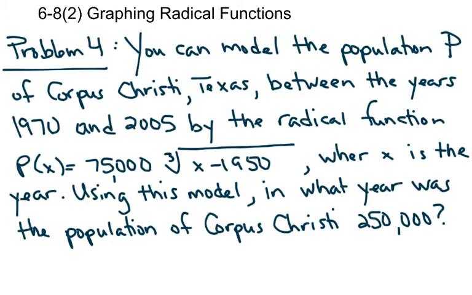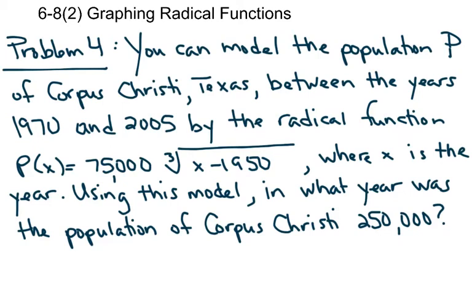Let's do an application problem of graphing radical functions, and I'm going to show you a couple different ways of going about finding the solution to this problem. You can model the population P of Corpus Christi, Texas between the years 1970 and 2005 by the radical function P of x is equal to 75,000 times the cube root of x minus 1950, where x is the year. Using this model, in what year was the population of Corpus Christi 250,000?